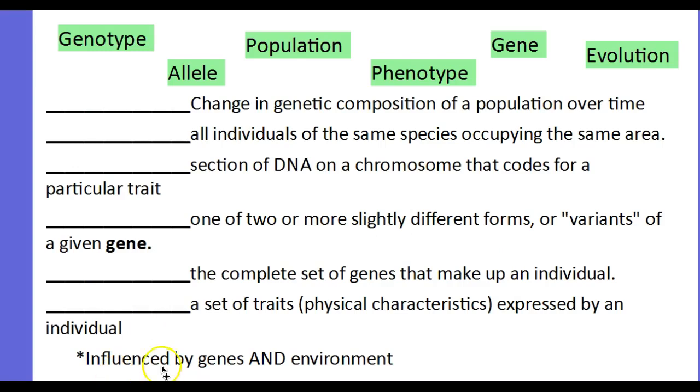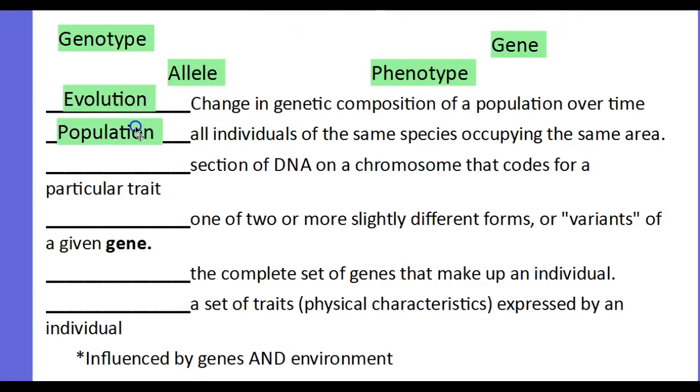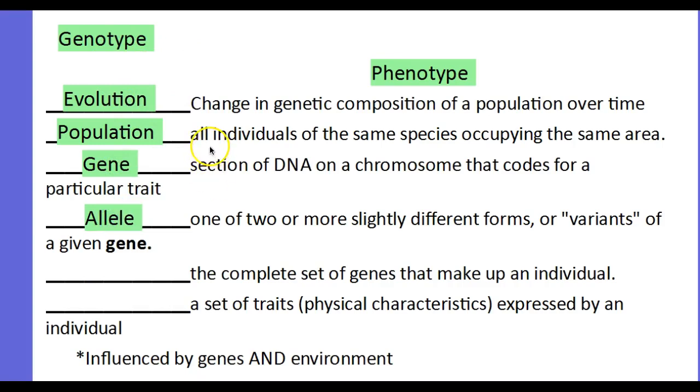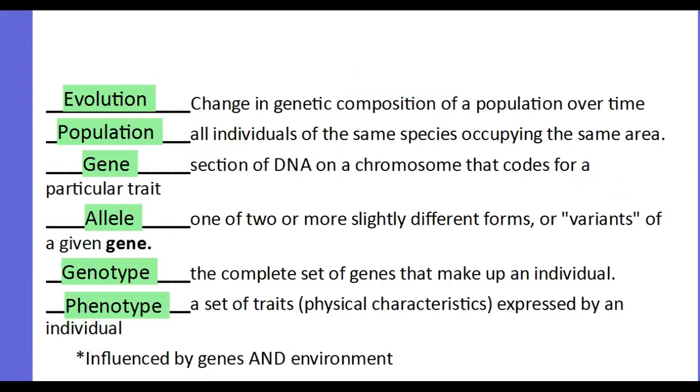Okay, change in genetic composition of a population, what's that? Evolution. All individuals of the same species occupying the same area. Population. Section of DNA coding for a trait. Gene, one or two more slightly different forms of a gene. That's allele. Complete set of genes that make up an individual. Genotype, and then phenotype is down below.